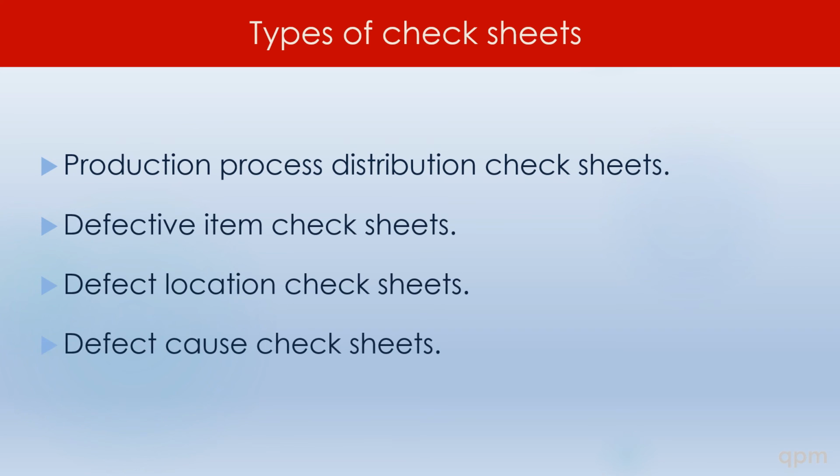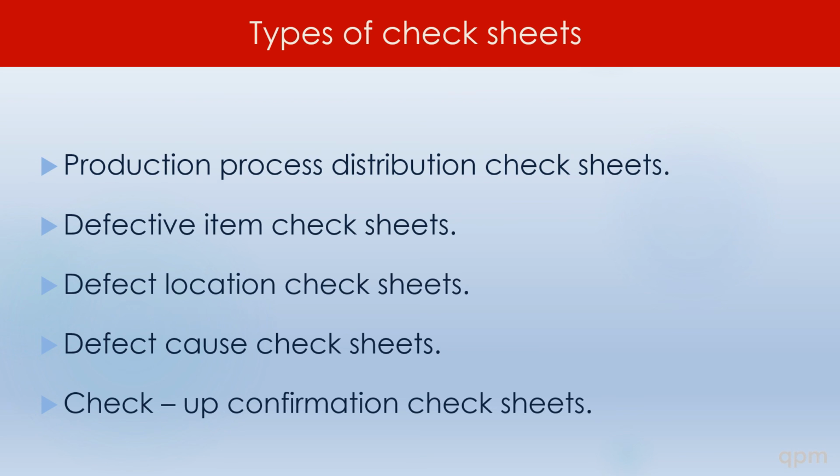Defect cause check sheets. This type of check sheet is used to collect data on causes for defects. In other words, defect cause check sheets are used to identify the root cause for occurring such identified defects. Checkup confirmation check sheets. These check sheets are used to keep a record of operations performed to make sure that nothing is overlooked. In addition, there are many other types of check sheets used by professionals. Those have been designed to suit specific data collection, analysis, and decision-making requirements.